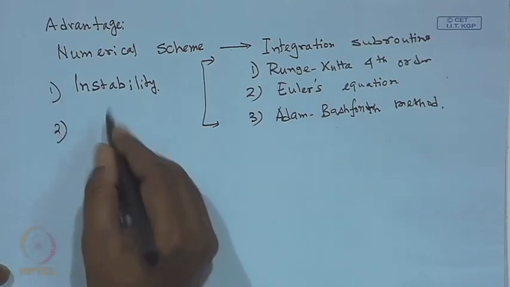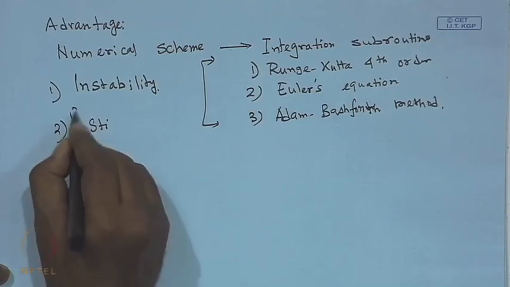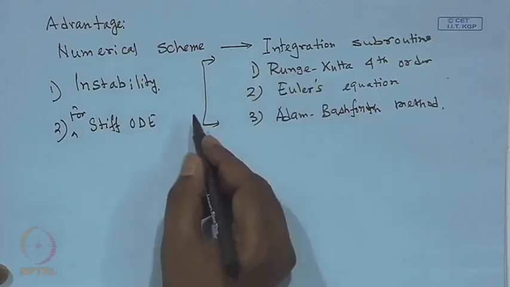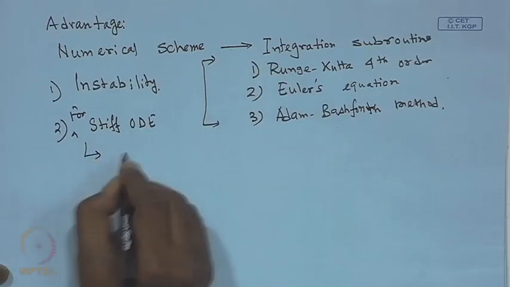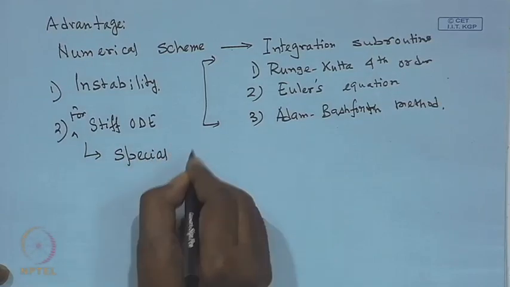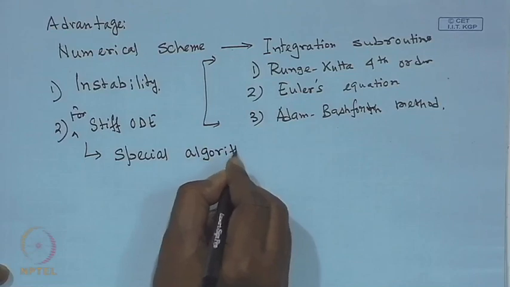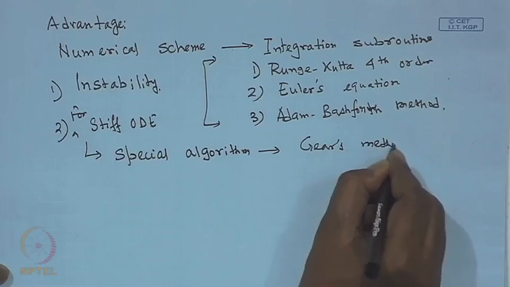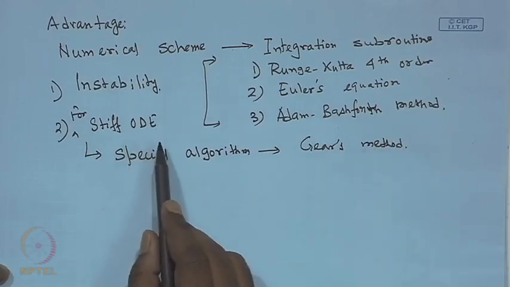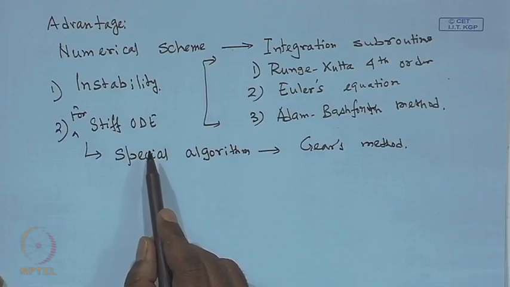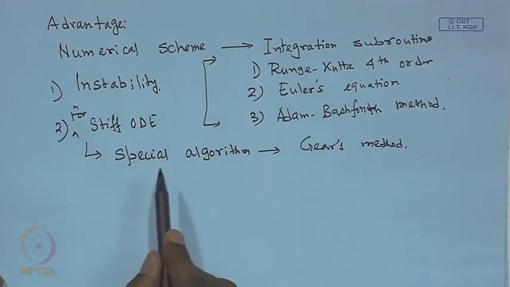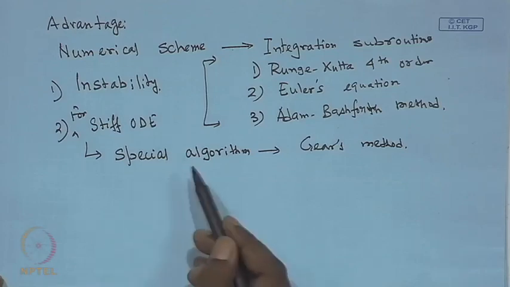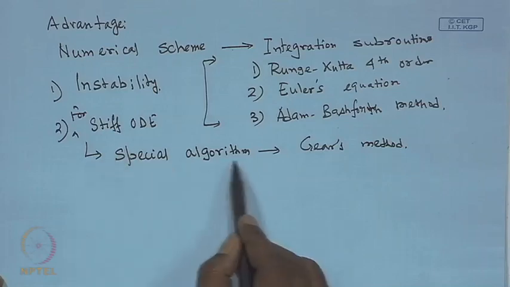If the equations are stiff ordinary differential equations, none of these methods can be utilized. Then you have to use a special algorithm like Gear's method. The stiff ODE means a small variation of the independent variable gives a large variation of the dependent variable. That is called a stiff ordinary differential equation. So, you require a special algorithm for them.